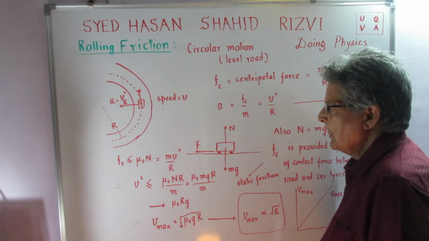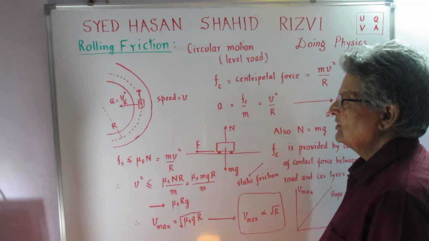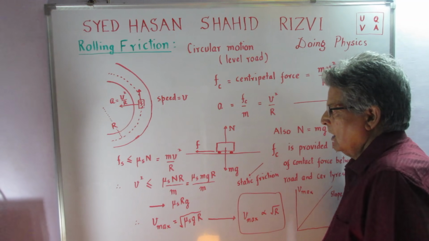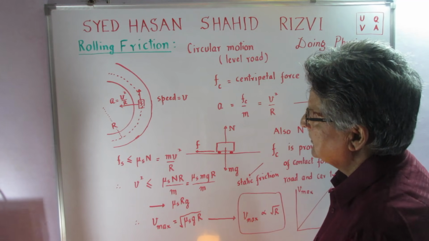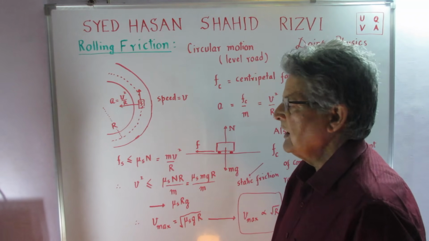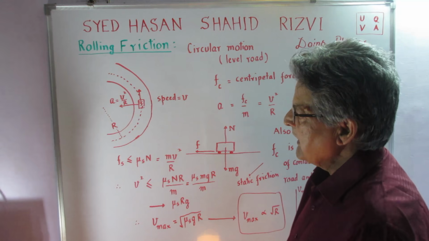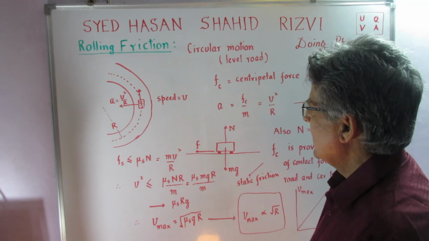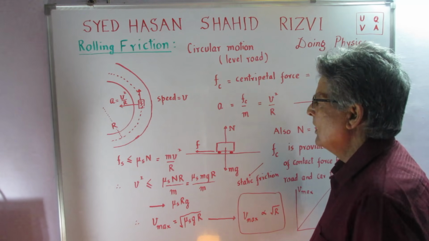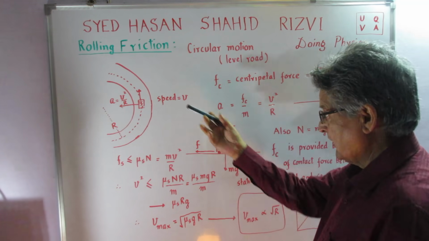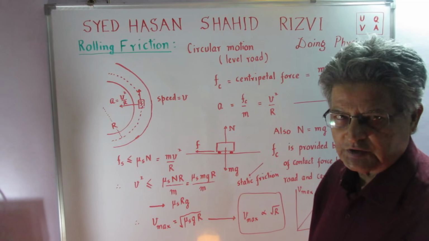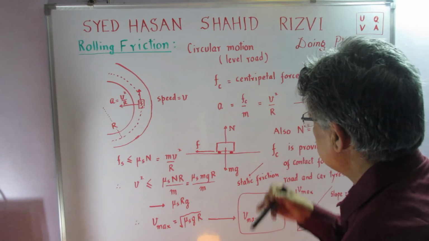And we know, as we have discussed before, in the case of horizontal motion in a circular path, that associated with this motion is a centripetal acceleration, a equals v squared upon r. And this centripetal acceleration is actually provided by the frictional forces which are responsible for the circular motion.